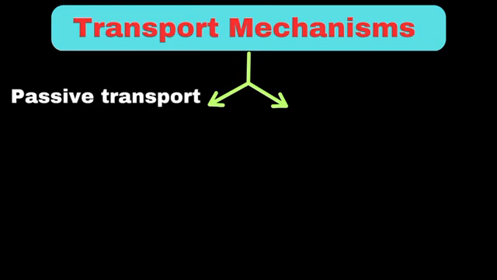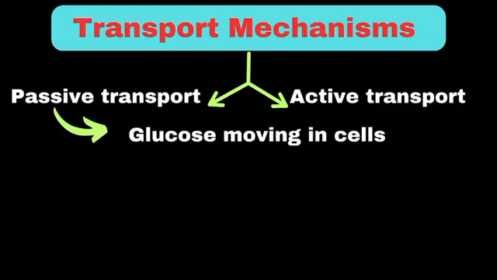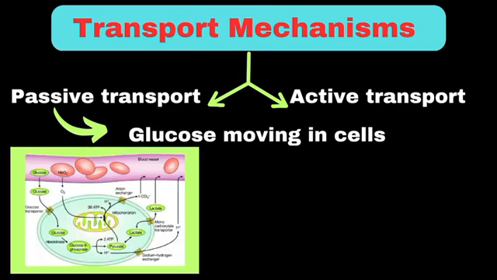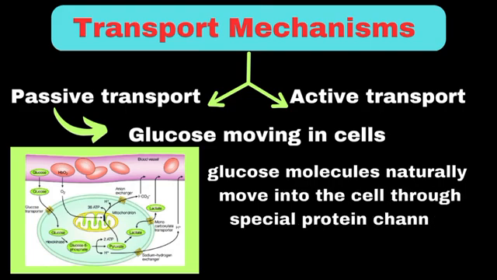Let's explore transport mechanisms in detail. Transport across the cell membrane can happen in two main ways: passive transport and active transport. To understand passive transport deeply, let's take the example of glucose moving into a cell. When there's more glucose outside the cell than inside, glucose molecules naturally move into the cell through special protein channels. This is like water flowing downhill, requiring no energy. This type of movement from an area of higher concentration to lower concentration is called diffusion.